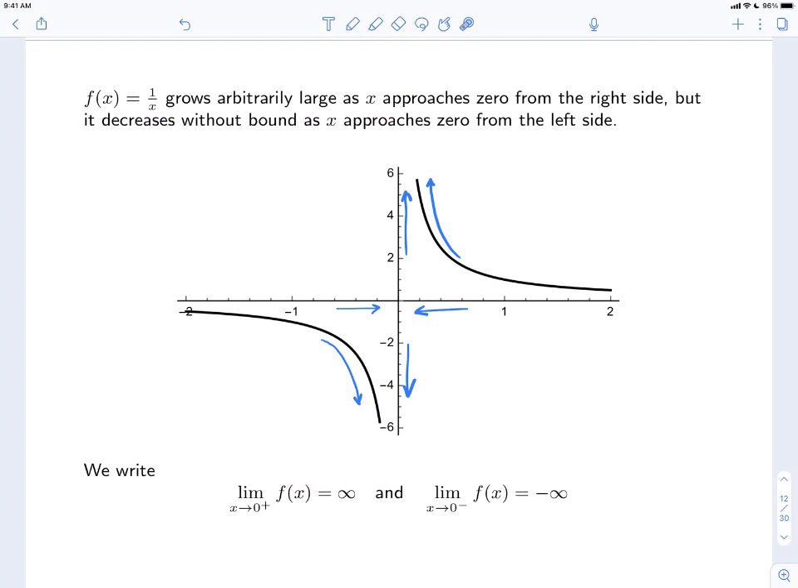In a case like this, we write that the limit as x approaches 0 with a plus in the superscript of f at x equals infinity. So when you write x approaches 0 plus with the plus sign in the superscript, what that means is you're approaching from numbers which are bigger than 0. You're approaching from the right. You should think of this as saying that x is equal to 0 plus something.